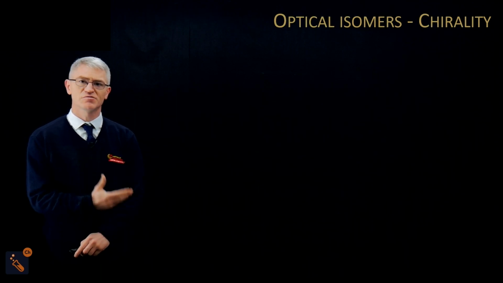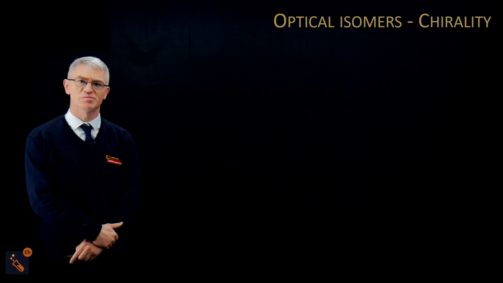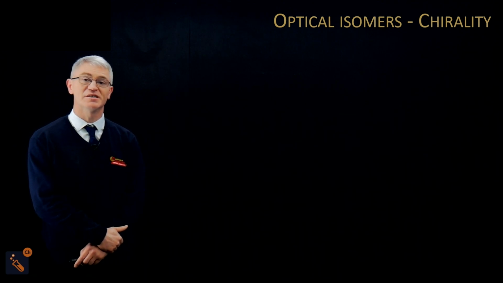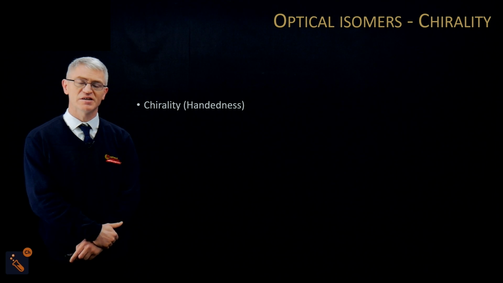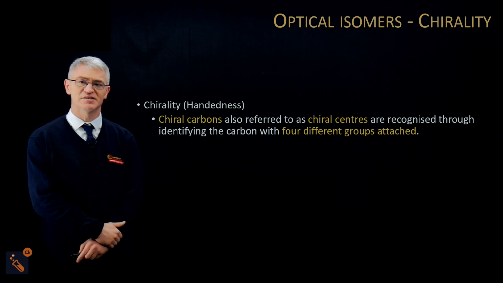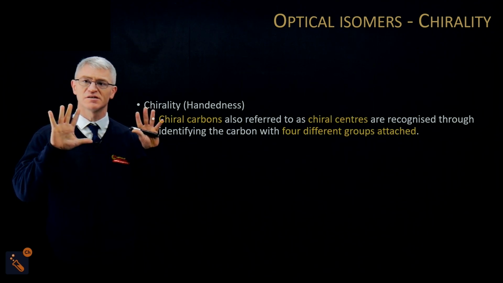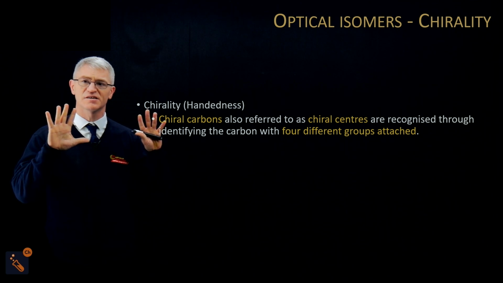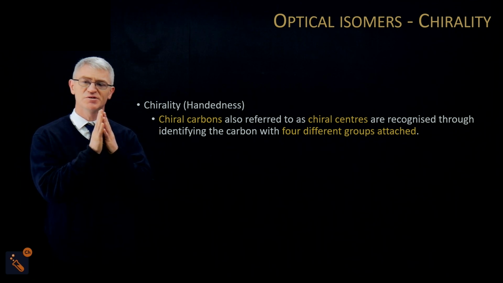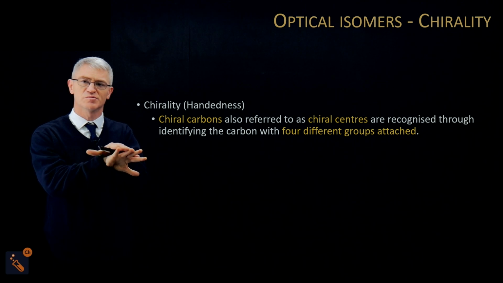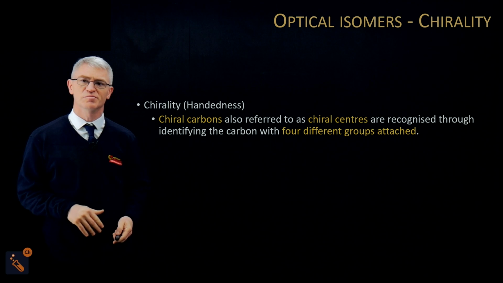Now, just a reminder of where you've come across optical isomers before. Another word for optical isomerism is chirality. So chirality stands for handedness, as in you have two hands, okay, and if you take those two hands and you put them together, they're mirror images, but they're non-superimposable because your thumbs don't overlap each other, so they're non-superimposable.